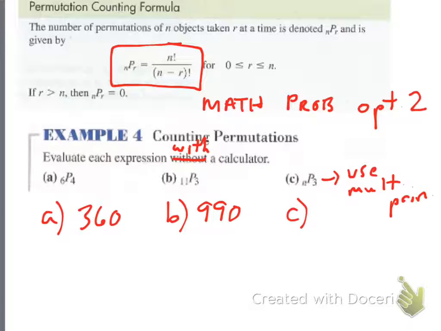So how many choices do you have for your first object? N. How many choices do you have for your second object? Well, you have 1 less than you had before, so that's N minus 1. How many choices do you have for your third object? Well, you have 2 less than you had before, because you chose the first one, chose the second one, now you have 2 less. And that's your answer. You have to use the multiplication principle in that situation. If they're both numbers, you just plug it in your calculator, but this is sort of a special case.